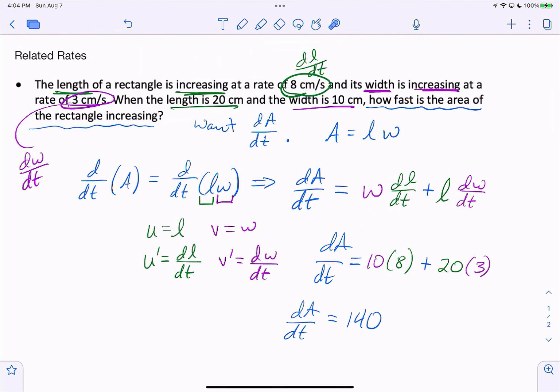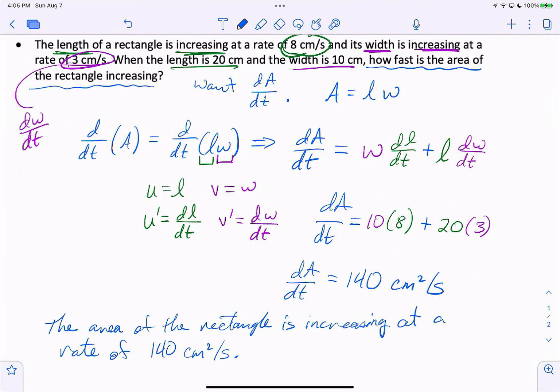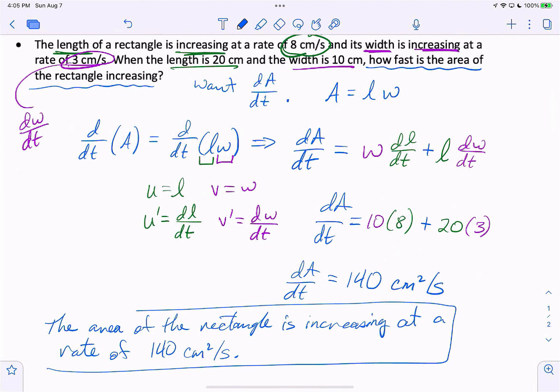We were talking about an area increasing. The units were in centimeters, so we're looking at square centimeters per second. Or to use good form here, the area of the rectangle is increasing at a rate of 140 square centimeters per second.